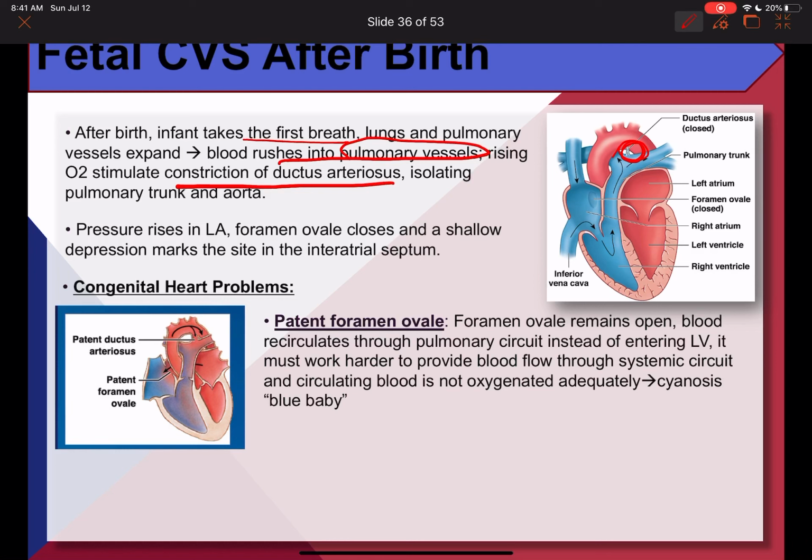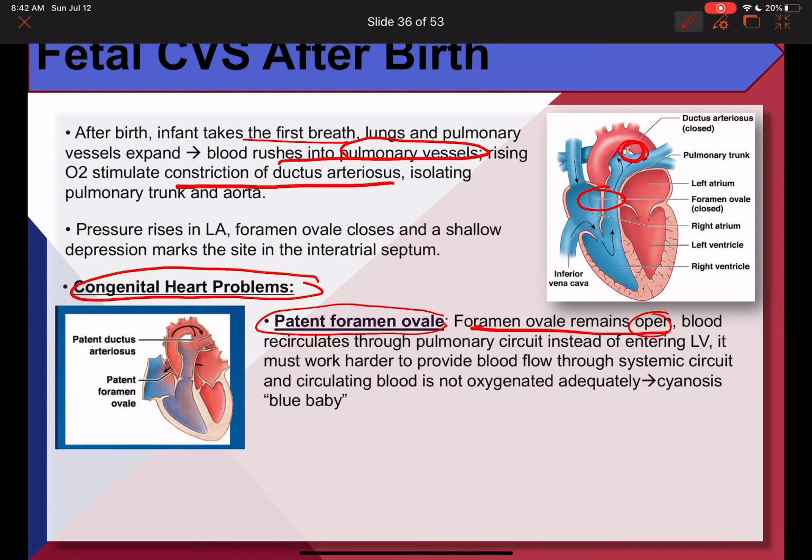Unfortunately, there can be malformation of the heart and its associated great vessels during development of an embryo, which is collectively what we call congenital heart problems. Here are a few conditions that can happen. The first is called patent foramen ovale, and you might have heard of this before, where the foramen ovale remains open after the baby is born instead of closing nicely.